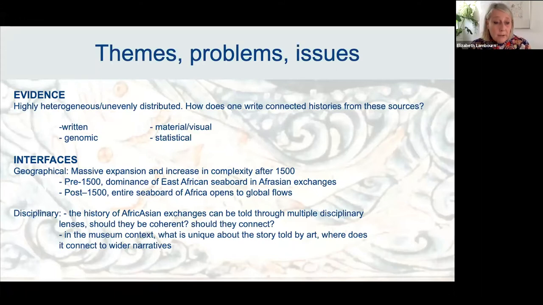I'd also like us to think about interfaces. So again, a massive expansion and increasing complexity after 1500, with the East African coast and South Asia becoming only smaller parts of much more complex global interfaces between the two continents, and disciplinary interfaces as well, because the variety of material I'm suggesting we think about today obviously involves scholars from very different disciplines. And I think in the museum context, it's really interesting to ask what is unique about the story told by art, and how does it, or should it, connect even to wider narratives?